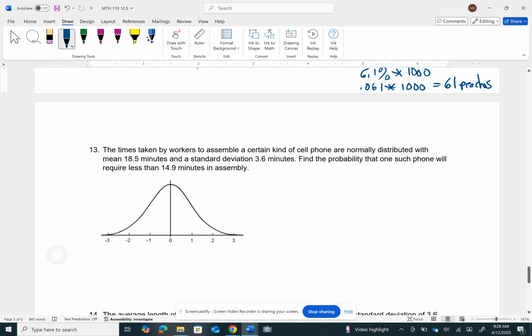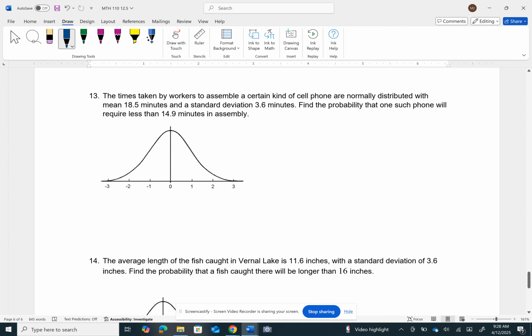All right, let's try another one. All right, the times taken by workers to assemble a certain kind of cell phone are normally distributed. The mean is 18.5. Okay, so mean would be 18.5. The standard deviation is 3.6. So I could go and I could label these by just adding 3.6 and adding 3.6 and so on. If I added just even 3.6, I'd be at 22.1. Okay. All right, but you don't really need to label that.